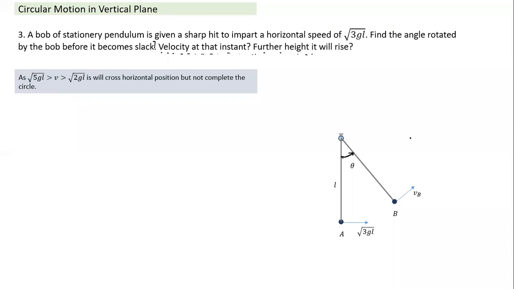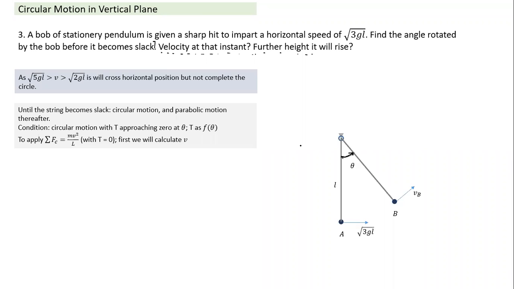√2GL is the velocity it needs to reach the horizontal position. It will cross the horizontal position, and if it has to become slack, it becomes slack only after crossing the horizontal position. Okay, so it will not complete the circle.